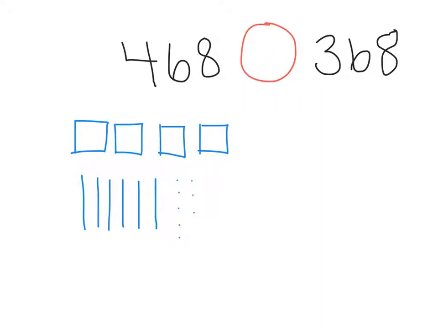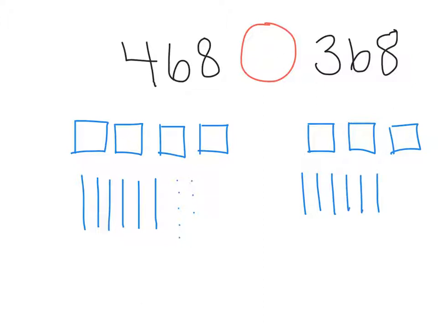Now I'm going to draw my next number, 368, using quick draw. I have 300s, so I'm going to draw 300 blocks. I have 6 tens, so I'm going to draw 6 ten sticks. 1, 2, 3, 4, 5, 6. And then I have 8 ones, so I'm going to draw 1, 2, 3, 4, 5, 6, 7, 8 ones. Now I want to compare my numbers and find out which one is greater.